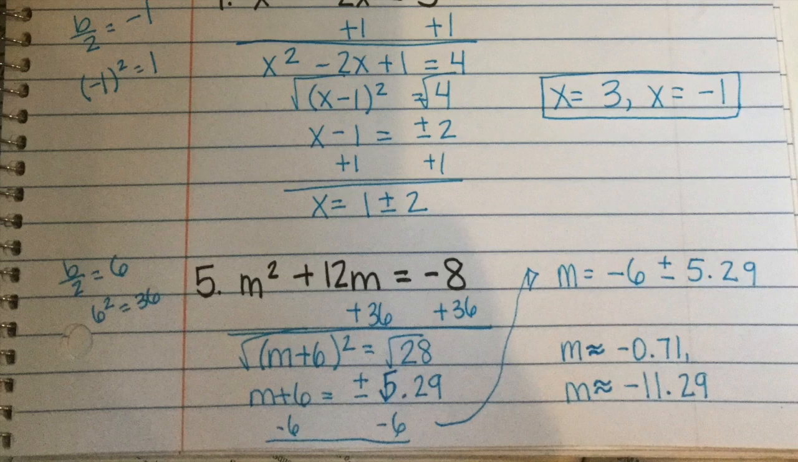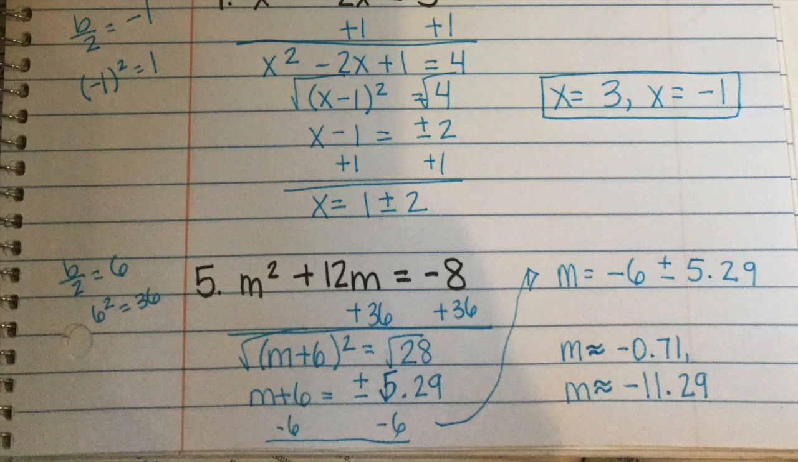So if you continue following my work, I did take the square root of 28 using my calculator, and that gave me approximately 5 and 29 hundredths. And remember, I want it to be a positive and a negative value when I take that square root. Same steps then to solve the equation. I'm going to subtract 6 from both sides so that m is equal to negative 6 plus 5 and 29 hundredths, or negative 6 minus 5 and 29 hundredths.